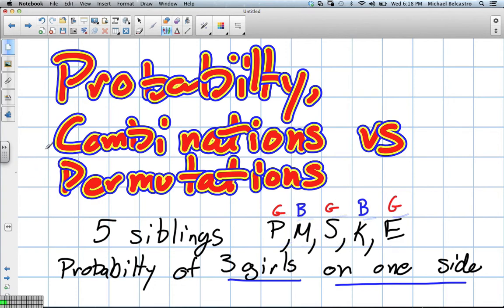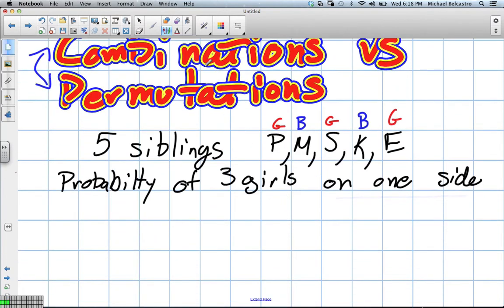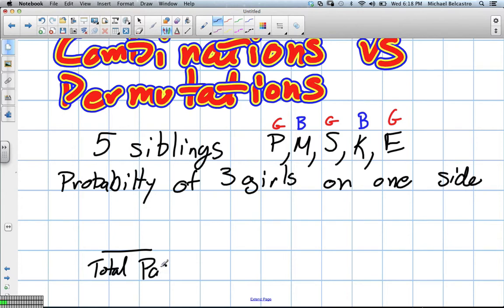So we need to decide, are we going to be working with a permutation or a combination? The probability is going to be essentially the total amount of options. So how many possibilities are there with our combination? We'll call it total possible. And on top, it's going to be how many ways can we arrange 3 girls? So not 3 ways, but how many ways?